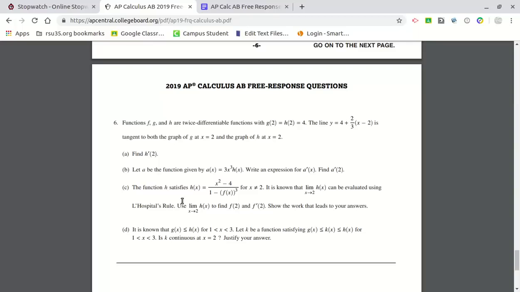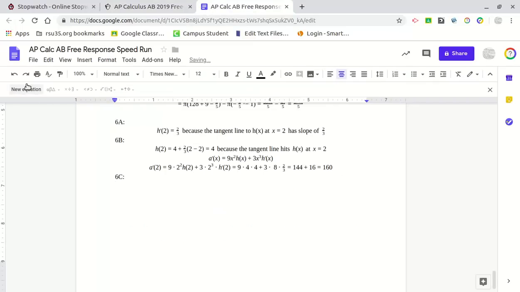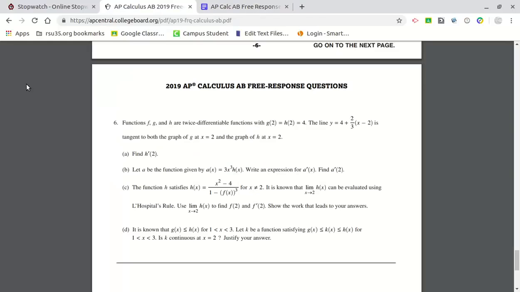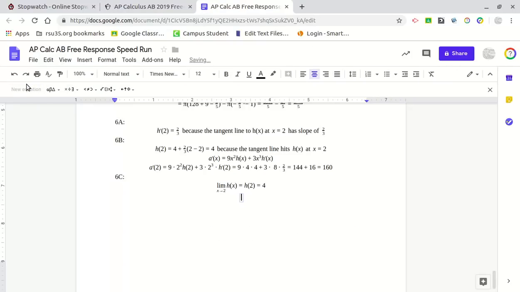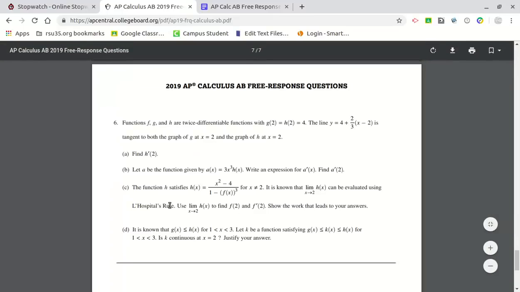Interesting. So since we know that L'Hopital's rule applies, well, first off, since we know h of x is continuous, we have the limit as x approaches 2 of h of x is h of 2, and that is 4, because I said that before. And then, I should probably put the fraction in. The limit as x approaches 2 of x squared minus 4 over 1 minus f of x cubed equals 4.